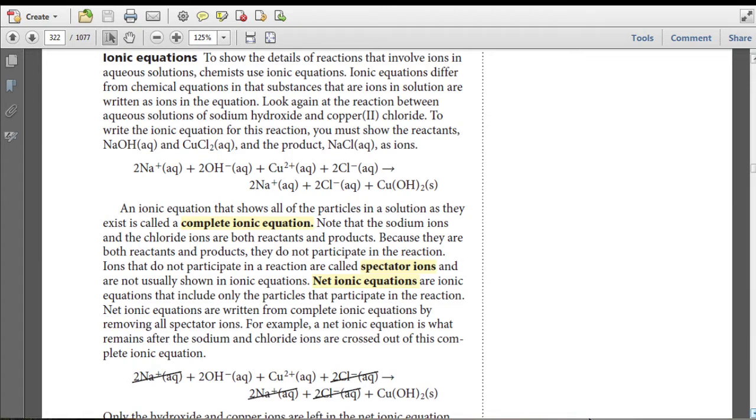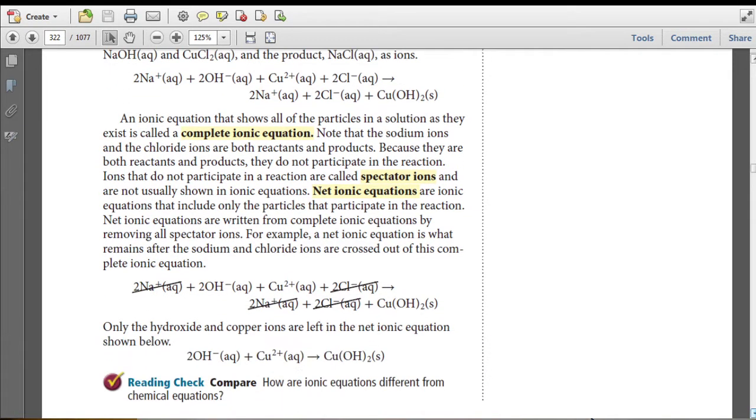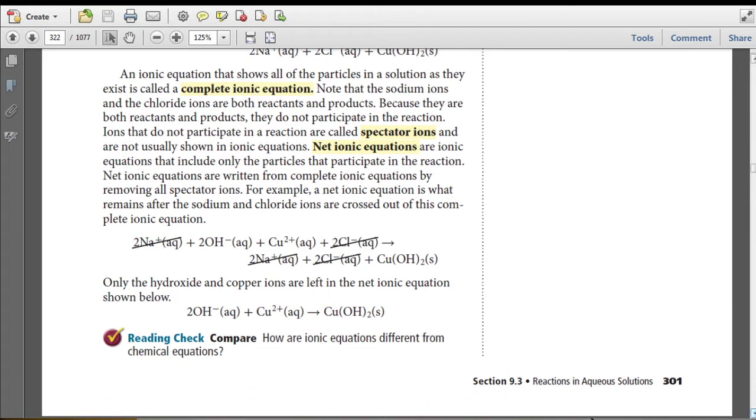Net ionic equations are ionic equations that include only the particles that participate in the reaction. Net ionic equations are written from complete ionic equations by removing all spectator ions. For example, a net ionic equation is what remains after the sodium and chloride ions are crossed out of this complete ionic equation. Only the hydroxide and copper ions are left in the net ionic equation, as shown.